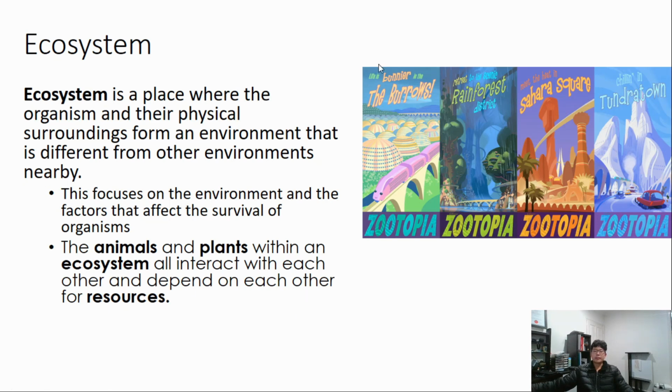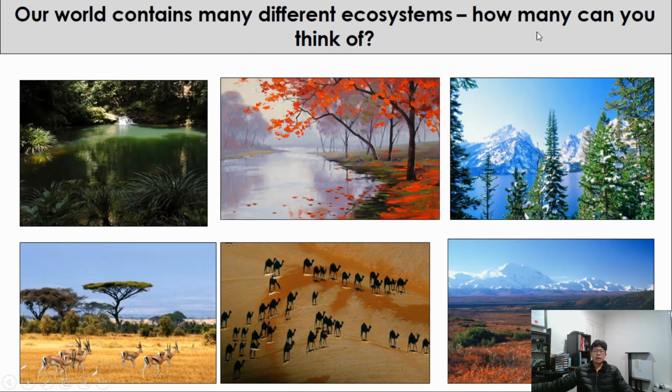Alright, so there are many different ecosystems in this world. These are just four examples. It's not limited to this. Let's once again have a quick brainstorm and think about the different ecosystems that exist in this world. So just answer the question on Pear Deck or write these in your book.